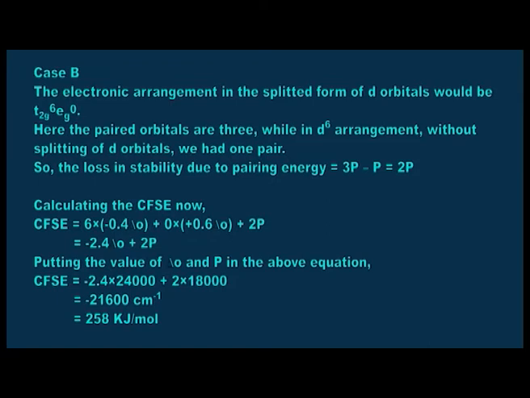Calculating the value of CFSE now: 6 into minus 0.4 delta O plus 2P is equal to minus 2.4 delta O plus 2P. Putting the values of delta O and P in this equation, CFSE would become minus 2.4 into 24,000 plus 2 into 18,000, which is equal to minus 21,600 centimeter inverse. That can be converted into kilojoule per mole, and the value will become 258 kilojoule per mole.